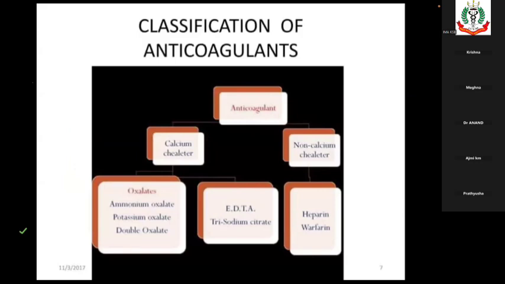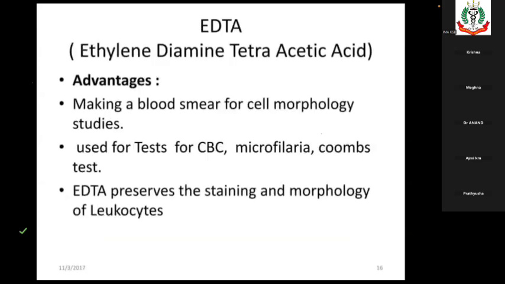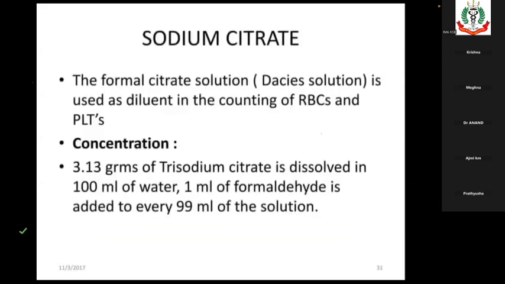So what are anticoagulants? Classification of anticoagulants, and for which tests they are done. These are the three things you should learn about anticoagulants. The calcium chelators, EDTA. Many students, even after learning all these, when we ask which is the routine anticoagulant, the anticoagulant used for blood routine studies, just keep quiet. So EDTA, never forget this, and its full form. Saying EDTA is not enough. You should learn the full form also. Okay. Double oxalate, sodium citrate.